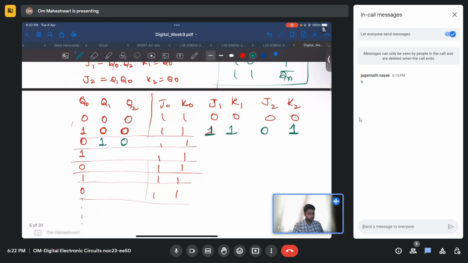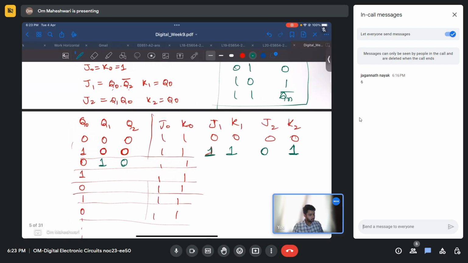Okay. So in the next state, Q0 has flipped as expected. It is 1 1. Now here, what do we have? J1 is Q0 Q2 bar. Q0 is 1, Q2 is 0, so Q2 bar is 1. It is again 1. K1 is Q0, which is 1. J2 is Q1 Q0.